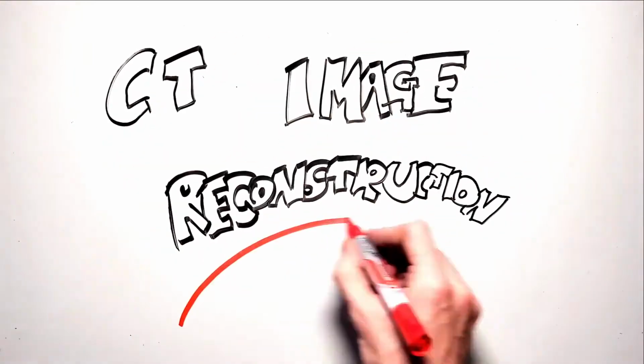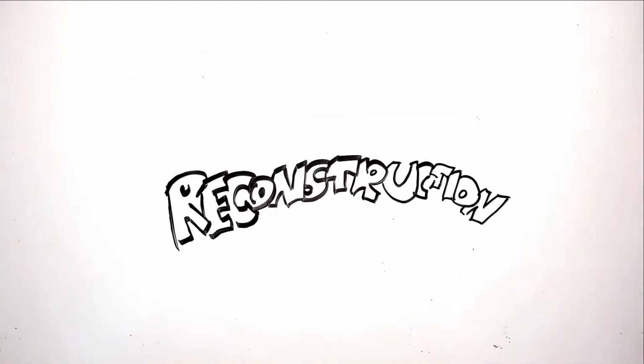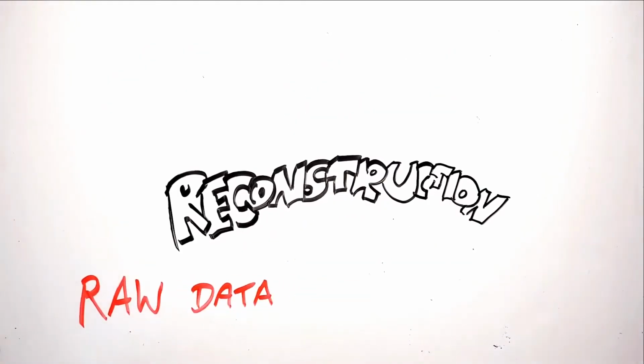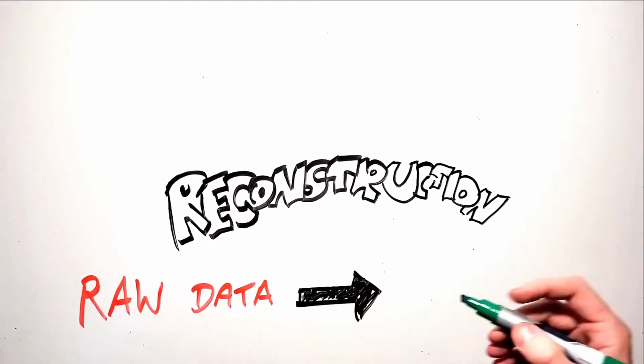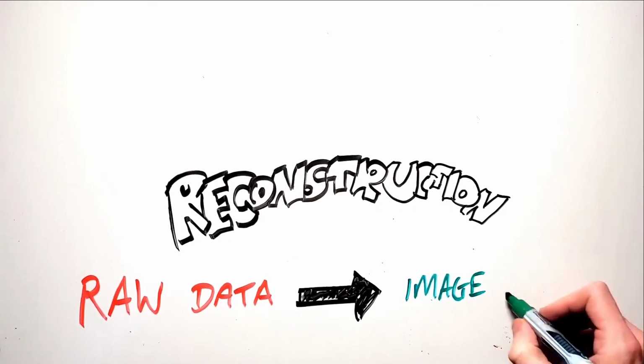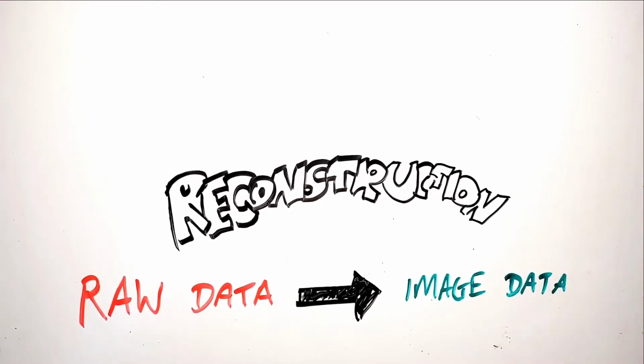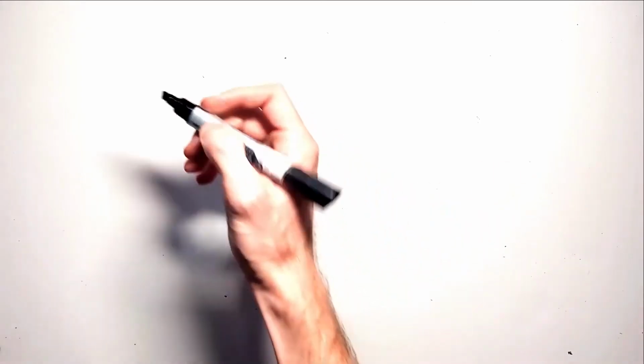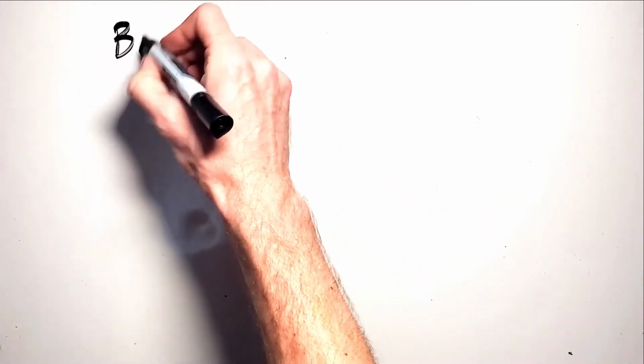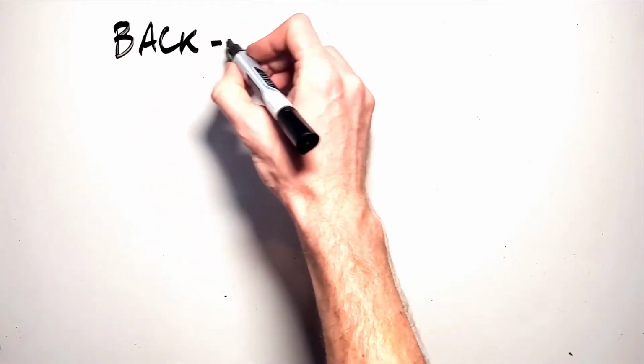Image reconstruction is the process of turning raw data collected by the detectors into image data which can be viewed on a screen. Both raw data and image data can be manipulated in different ways to create images with differing properties. The most rudimentary process of turning raw data into image data is called back projection.